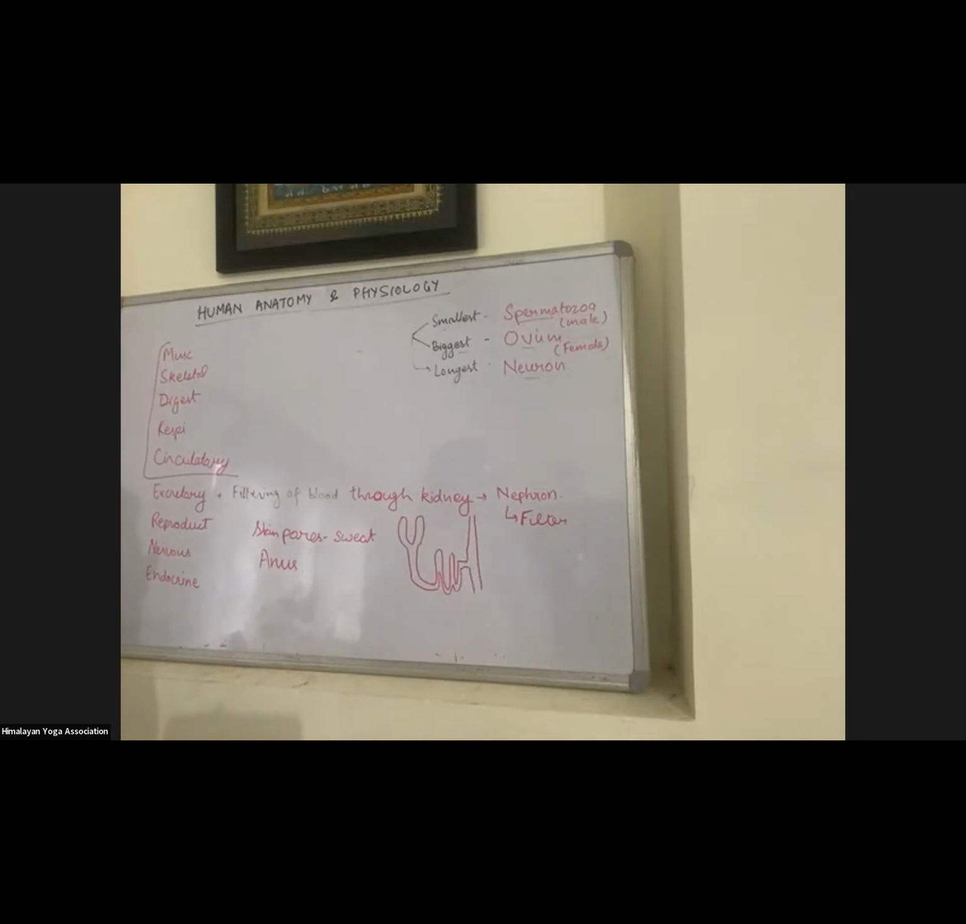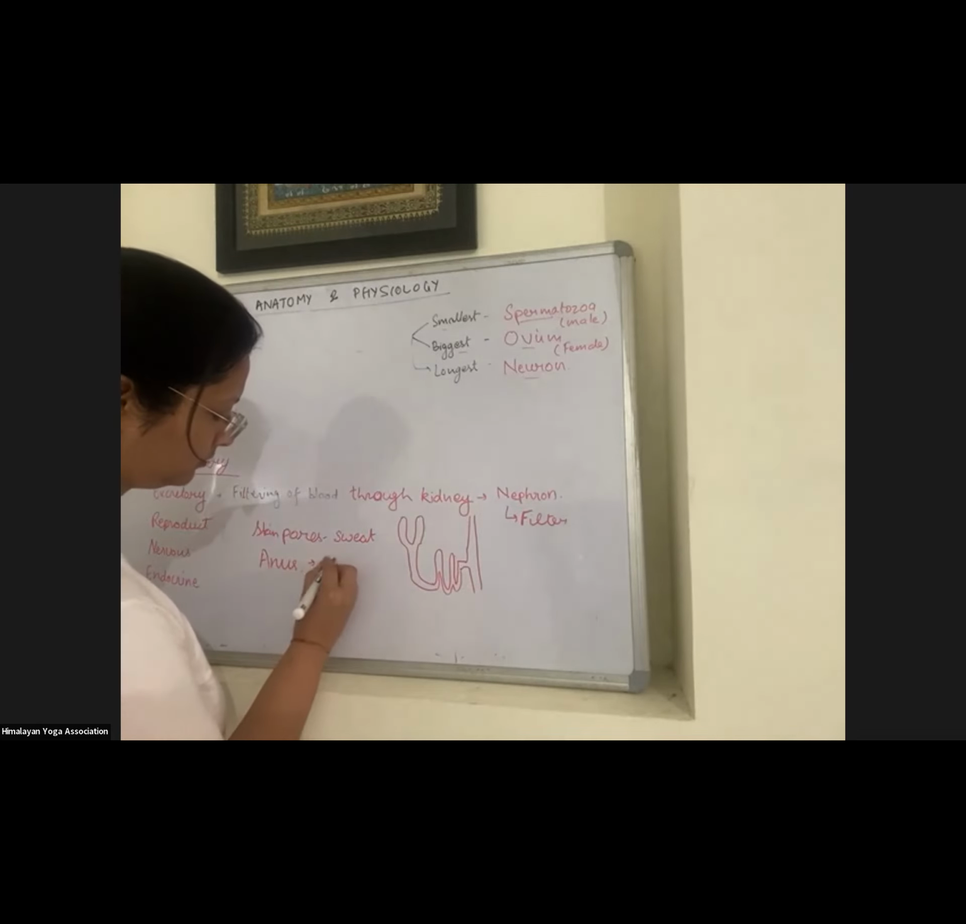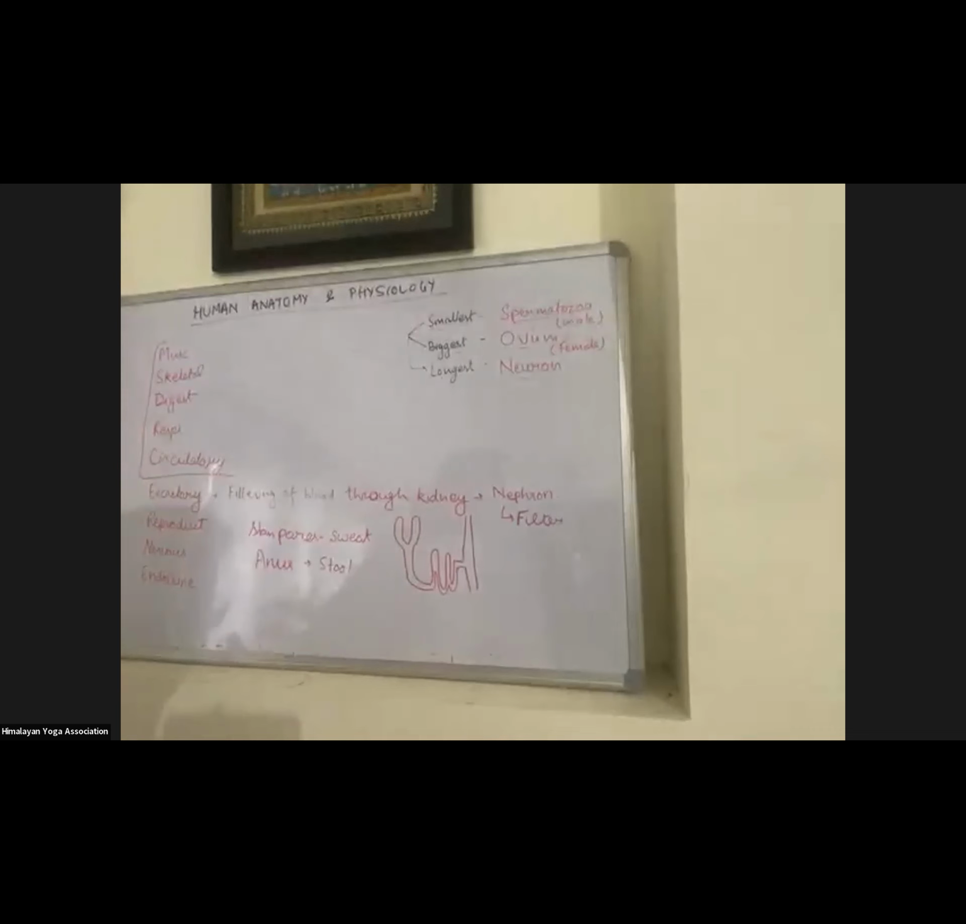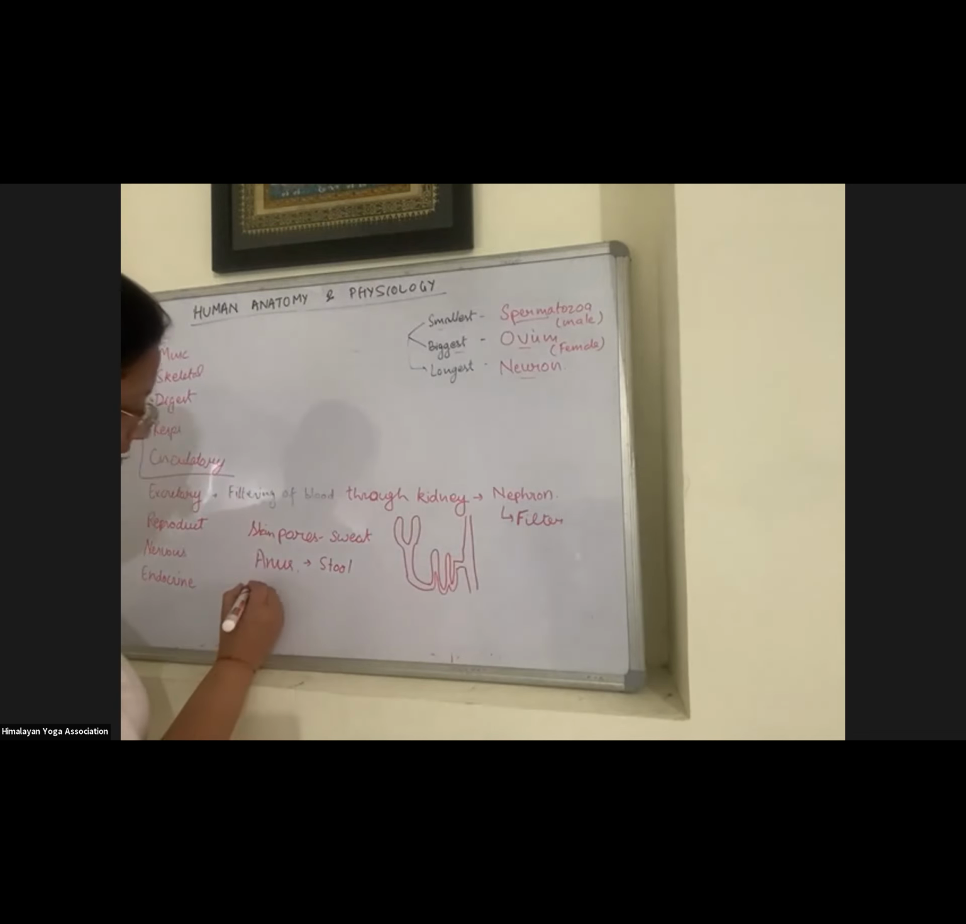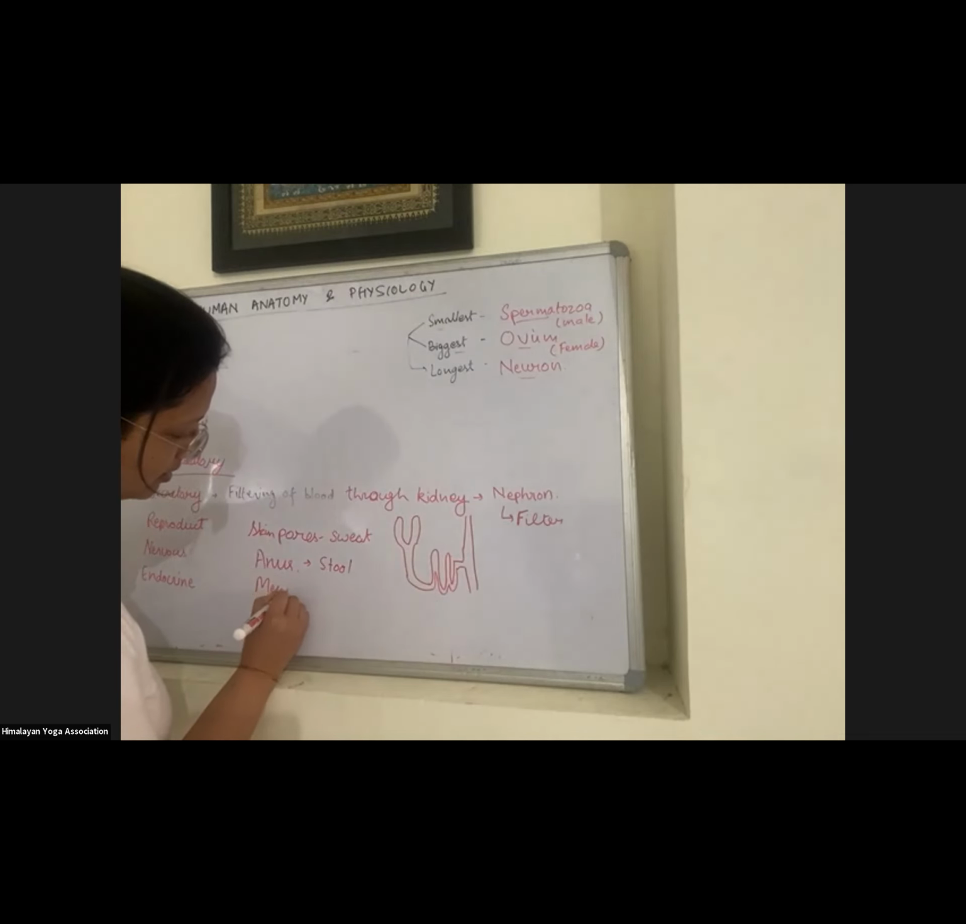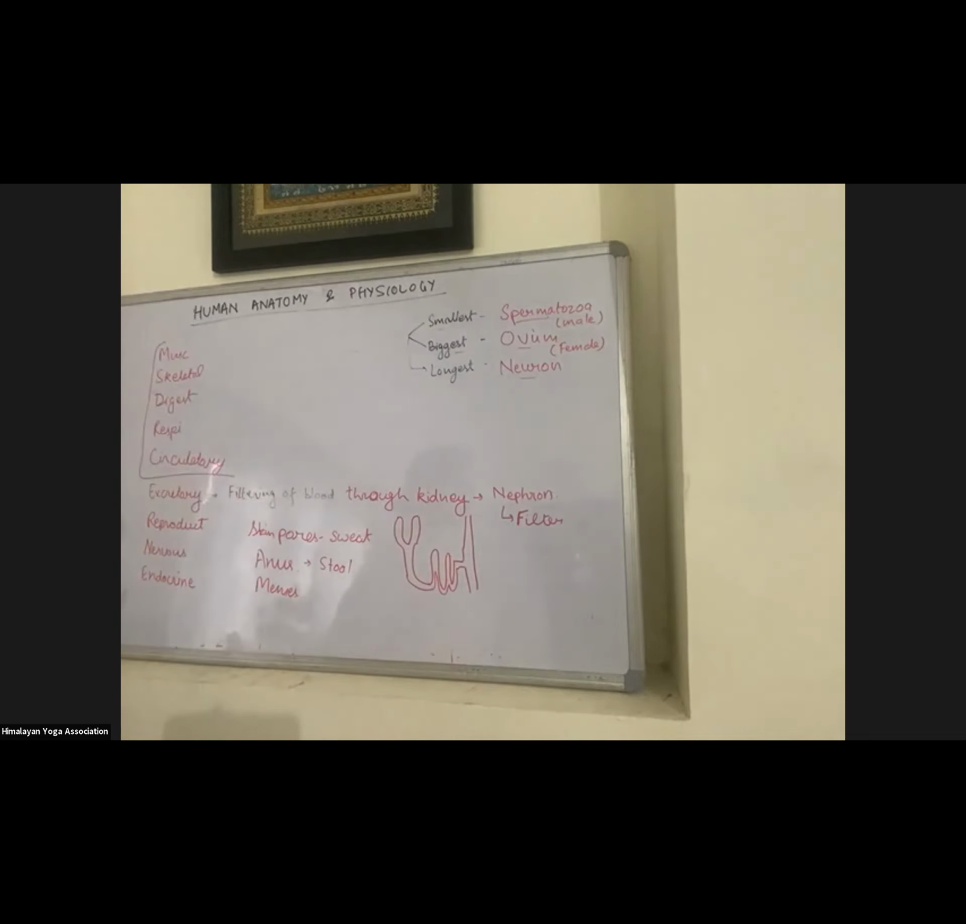Is there anything special for females? The vaginal wall? Yes. Menses. If there is no fertilization taking place, it comes out as menses.